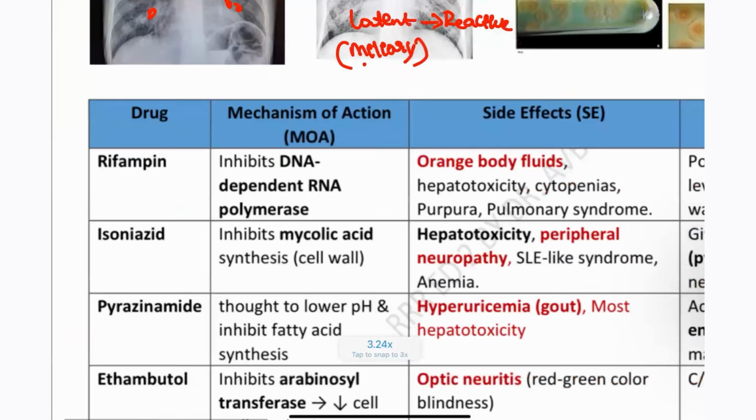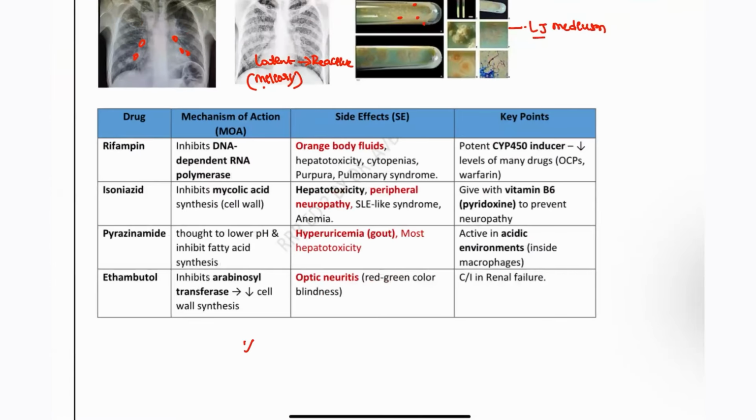Next, coming to the treatment, you are going to give treatment for 6 months. One phase is the intensive phase, which is 2 months, and then continuation treatment will be given for 4 months. Total 6 months. What are the drugs? Rifampicin, which inhibits the DNA-dependent RNA polymerase. The side effects are orange body fluids and hepatotoxicity. Another key point is that it is a CYP450 inducer also. That's why if you take it with OCP or warfarin, their absorption will be decreased in this patient.